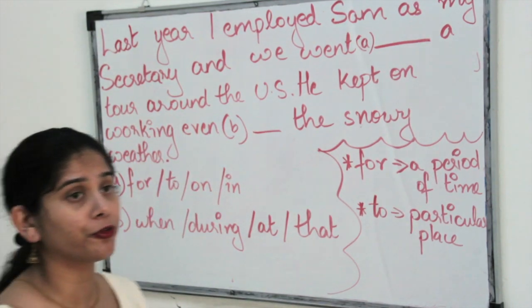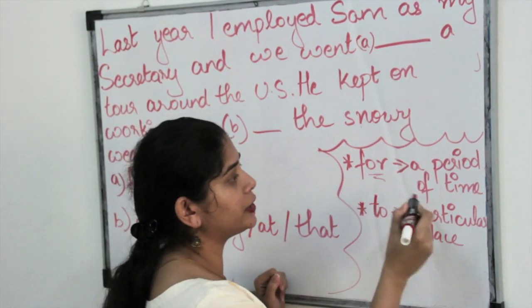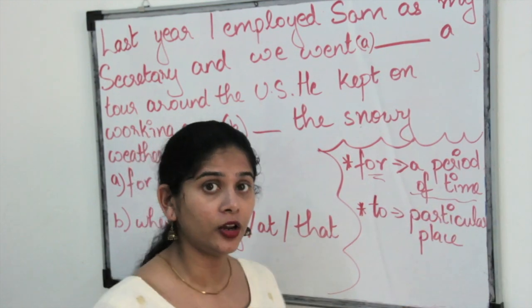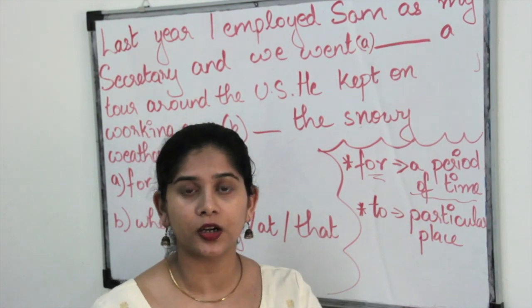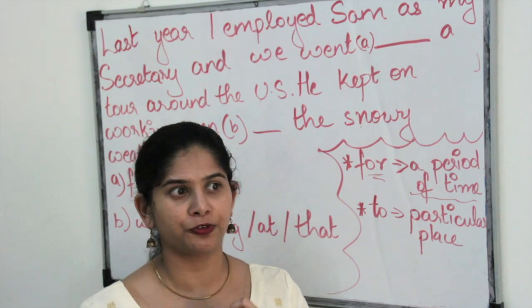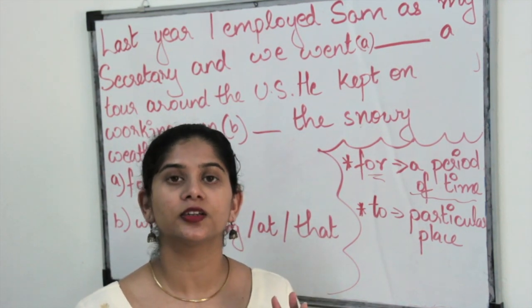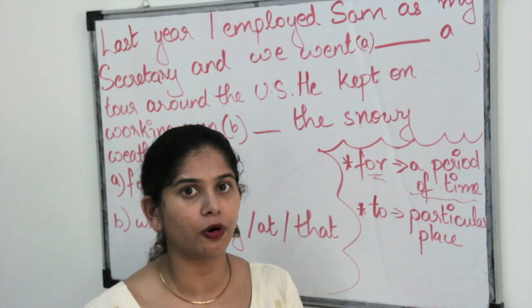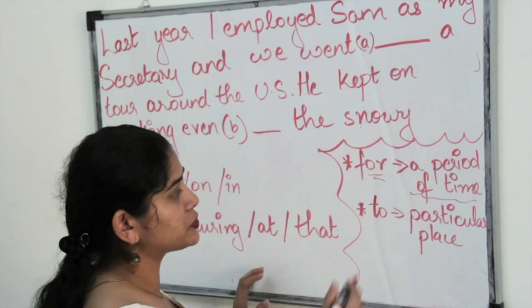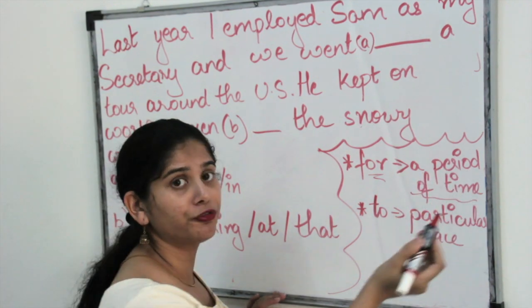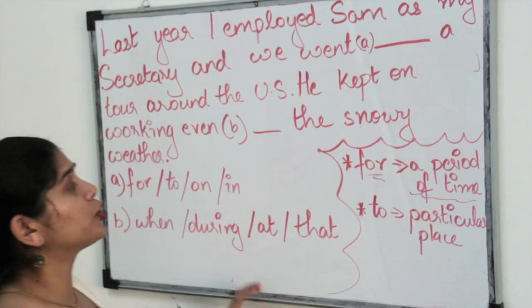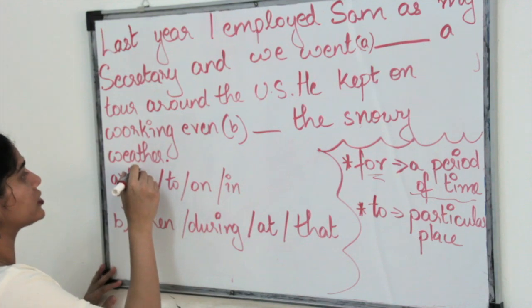When do we use the word for? We use for a period of time. We went for a week. We went for a month. We went for minutes, for 10 minutes. So that for is normally a preposition which we normally use to check a period of time. Okay, so over here the answer for is wrong.